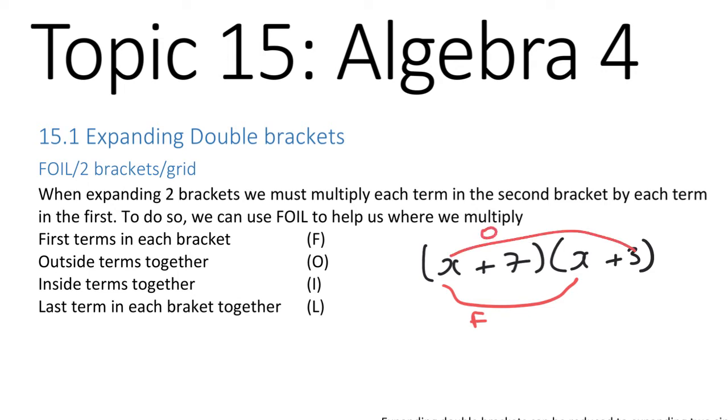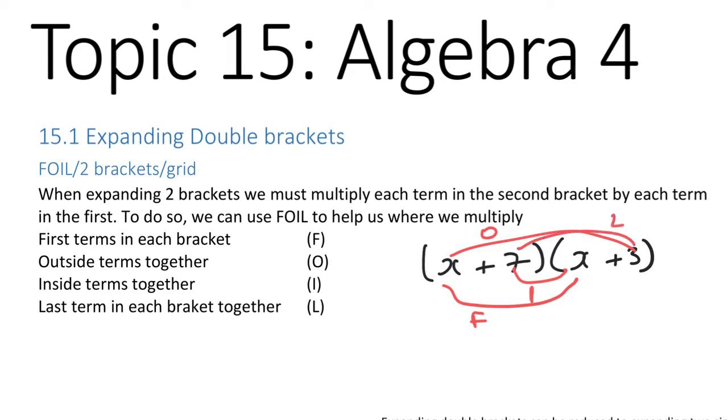Then we multiply the inside ones together. So the two inside terms are the 7 and the x. And then we multiply the last terms together. And we can see the last one is the 7 and the 3, so the last term in each bracket.